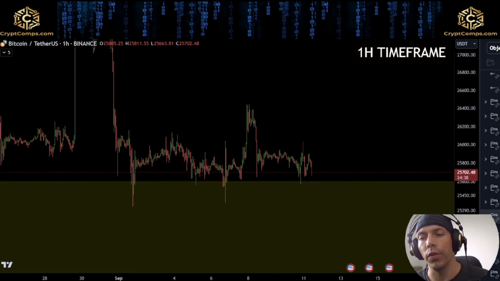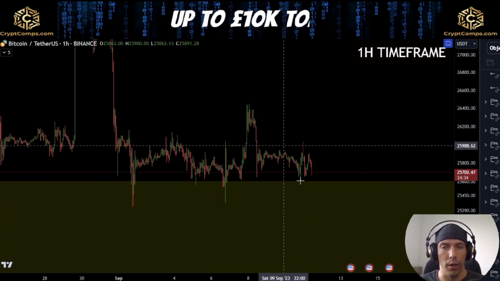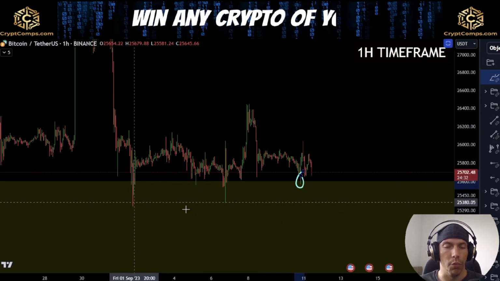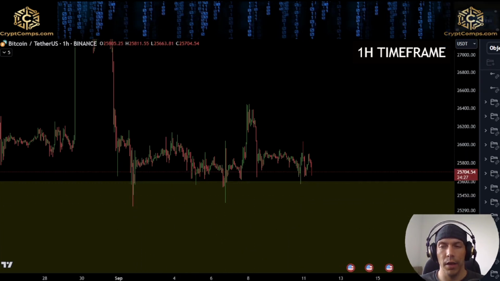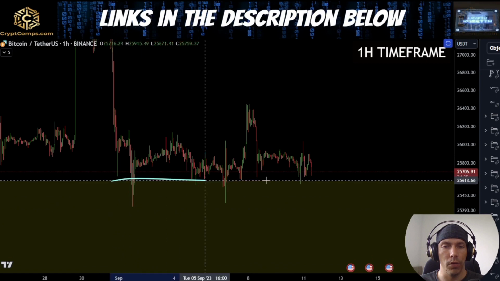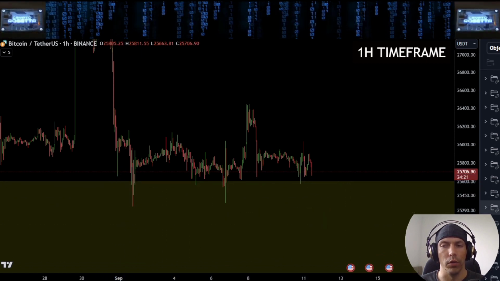Now the problem with this is that it's not very common to get running flats, where the C wave here doesn't actually break the origin of this A wave over here. So it is less likely, but I'm still just keeping an eye on this because price has been respecting this level quite well. We need to see whether it continues to do so.